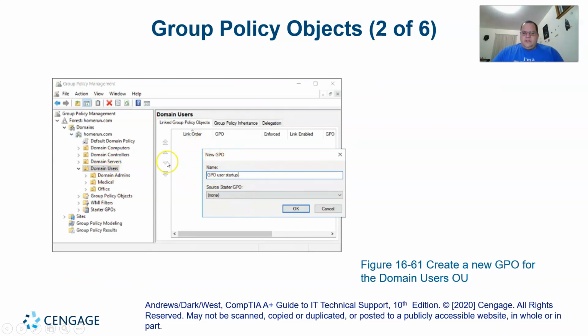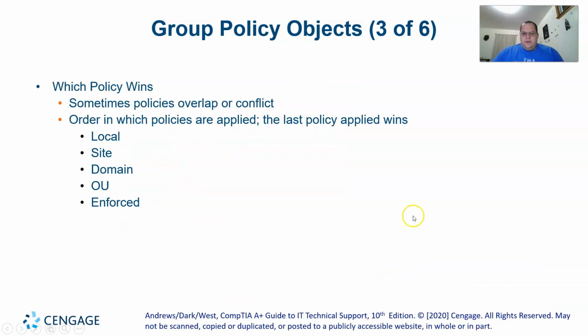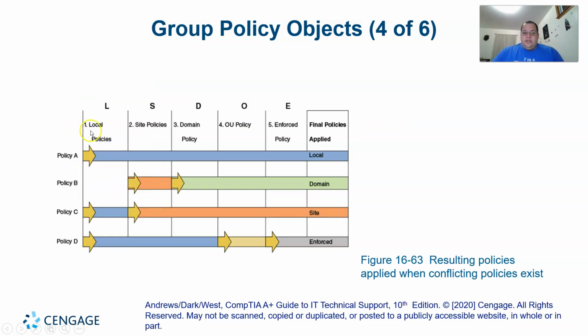You can add in different ones to my different accounts. So you have local, site, domain, OU, and enforce. Which one goes first? So this is how it goes. Local, site, domain, then OU, and the policies apply in that order.